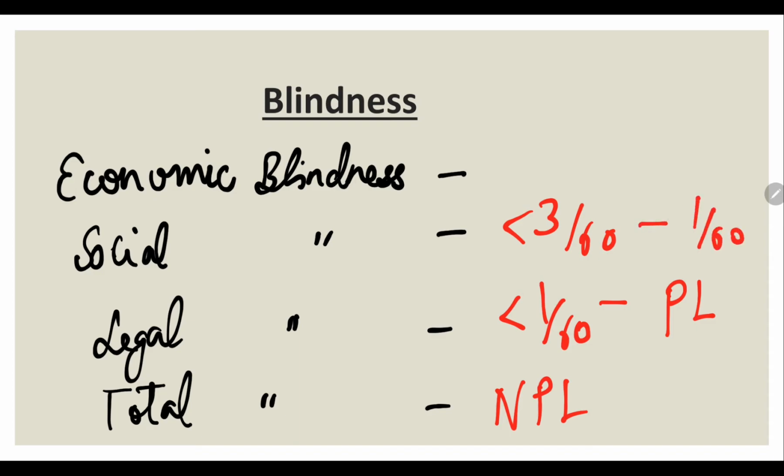Then economic blindness is less than 6/60 to 3/60, and this is all about the other definitions of blindness: economic, social, legal and total blindness. Economic is less than 6/60 to 3/60, and social, we need to remember MAP, 3 letters, so less than 3/60. Legal is less than 1/60 and total is NPL.